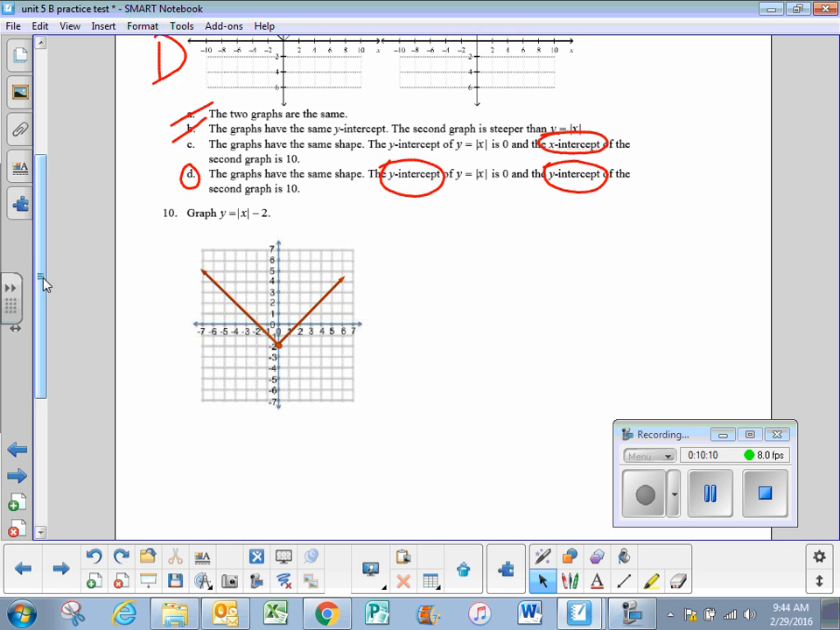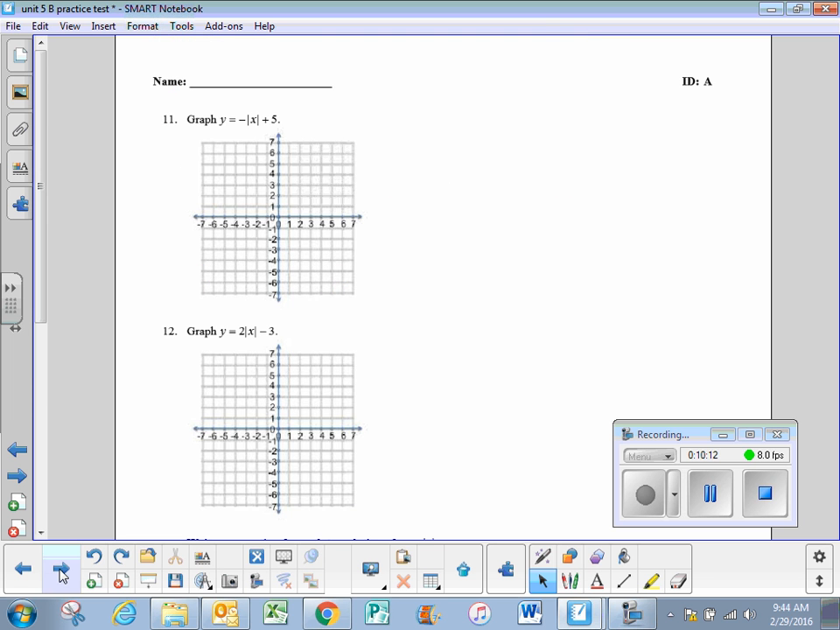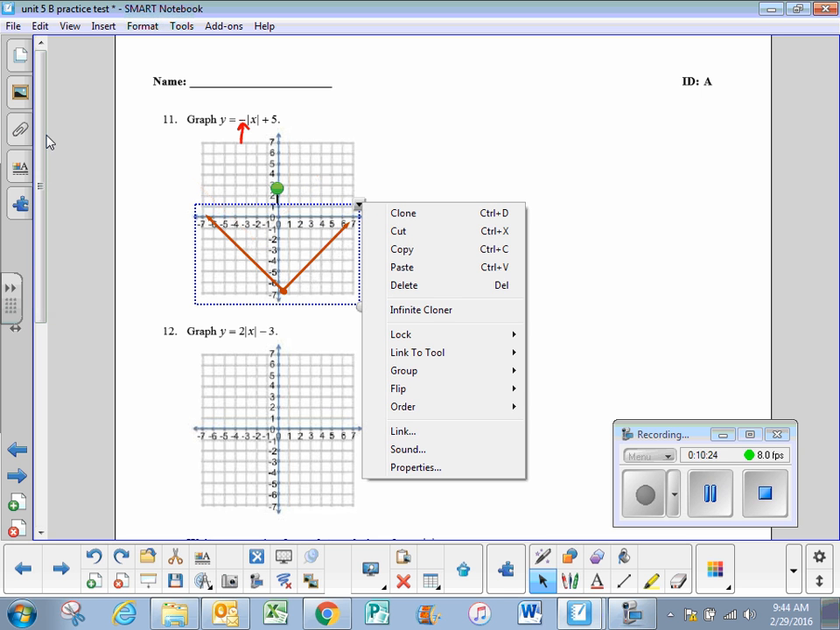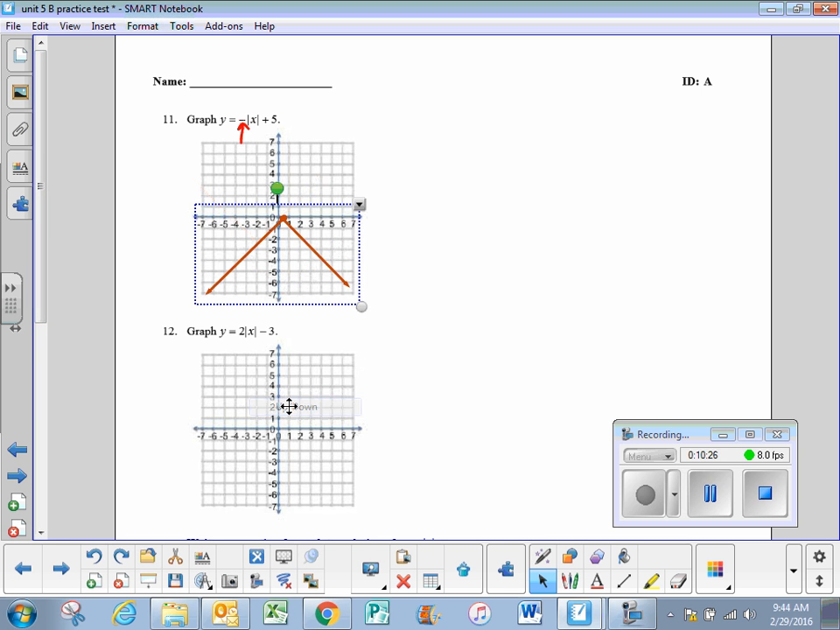I think you guys pretty much got those, the ones that were easy. Now, what does the negative do on this problem? Let's go down. Good, it flips it upside down. So if I go ahead, and this is what's cool about the smartboard, is I can actually do a flip, which is a transformation, and then it starts at 5 because of the plus 5 out here, so that means I go up 5 on the y-axis. There it is, right?